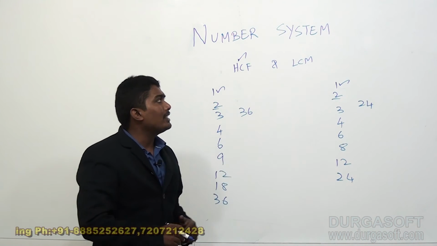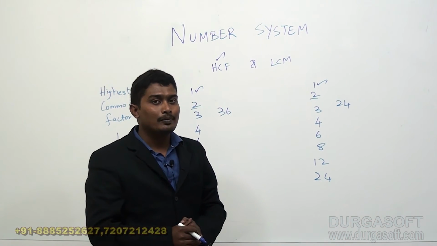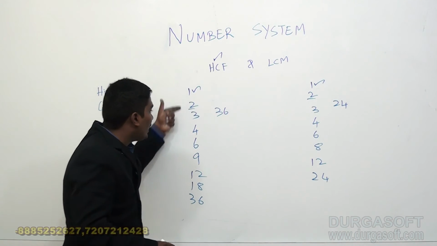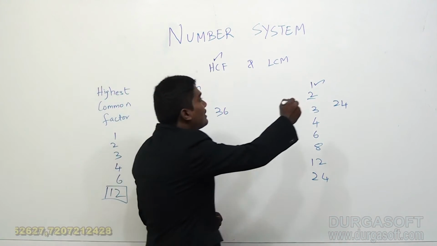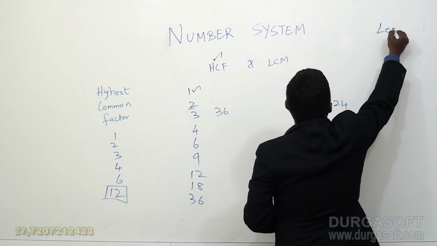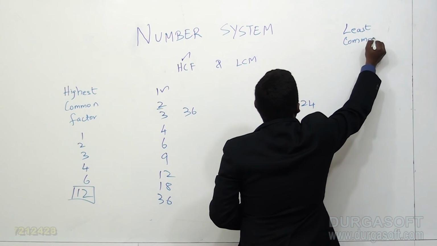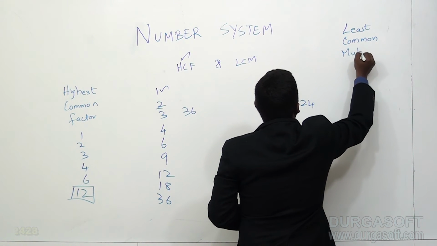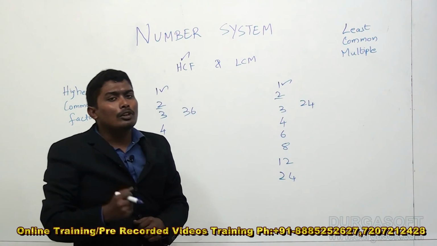Now we will try to find the LCM. Now LCM is nothing but the lowest among the common multiples. So for HCF, I need to know the factors. For LCM, I need to know the multiples. So LCM stands for least common multiple. Least common multiple or the lowest common multiple.